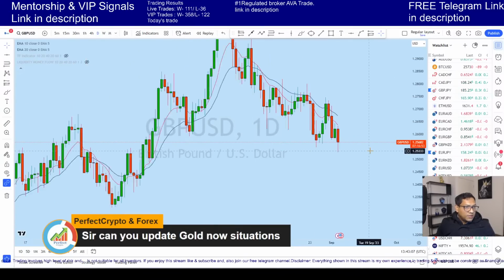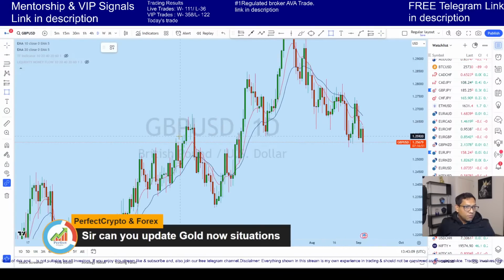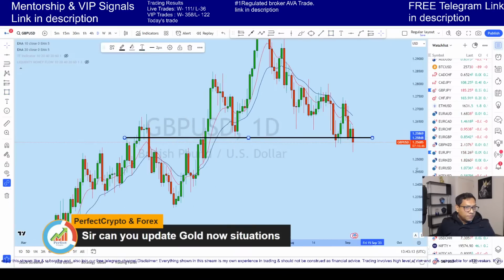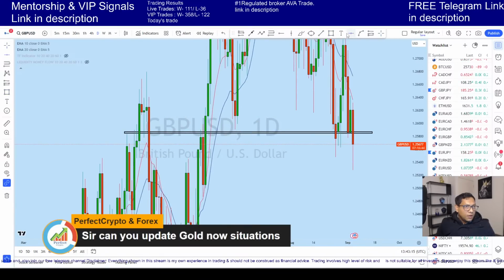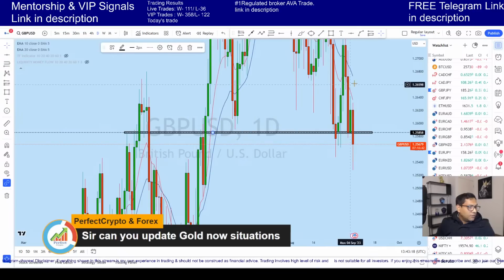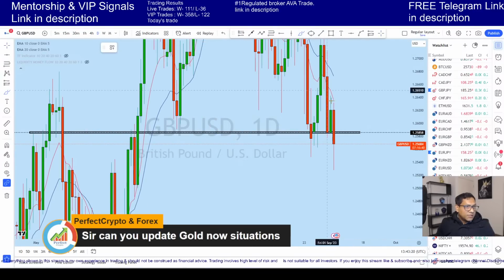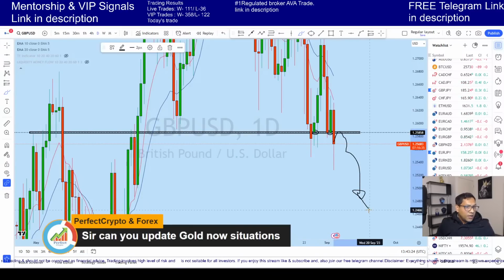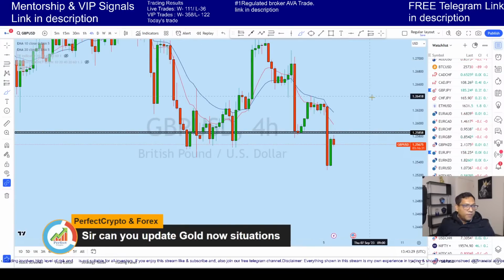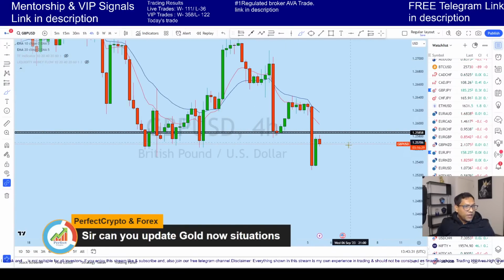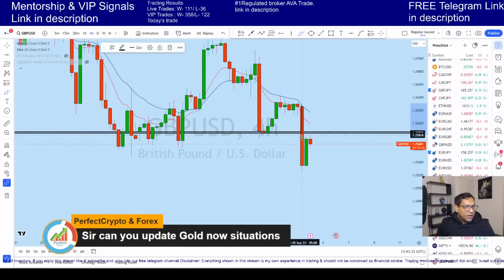From the daily, this is the daily chart here, and from the daily perspective, this is a support level turning resistance, and we can expect this price also to come down. From the lower time frame perspective, GBPUSD had a big strong drop correction. We can expect another drop in this market.